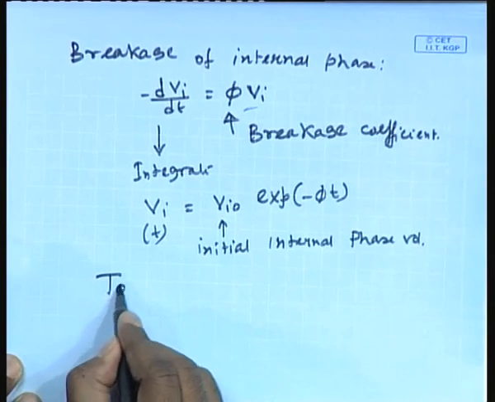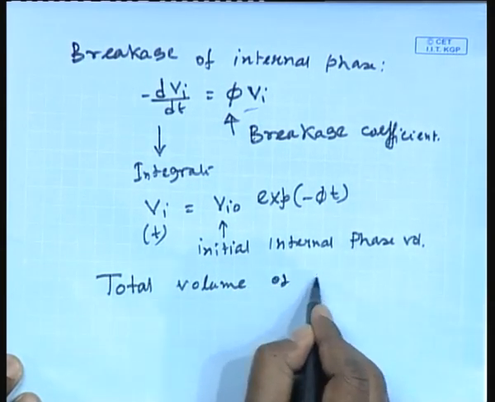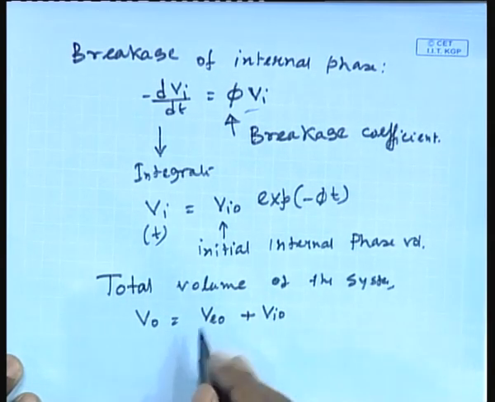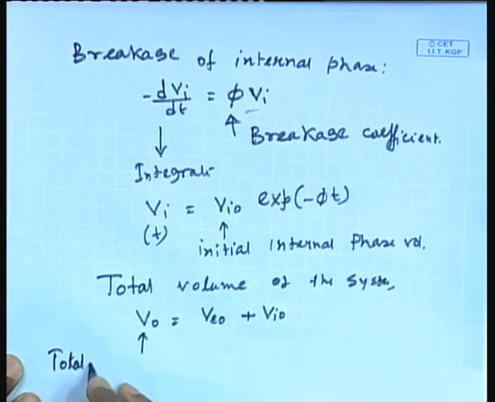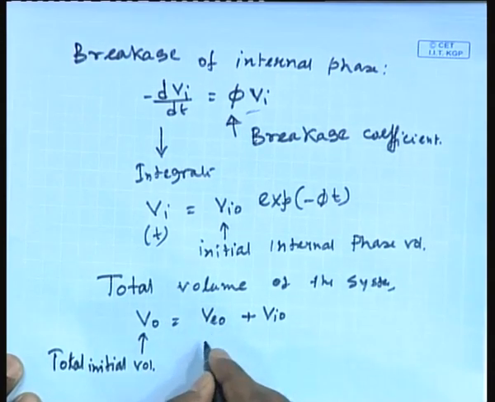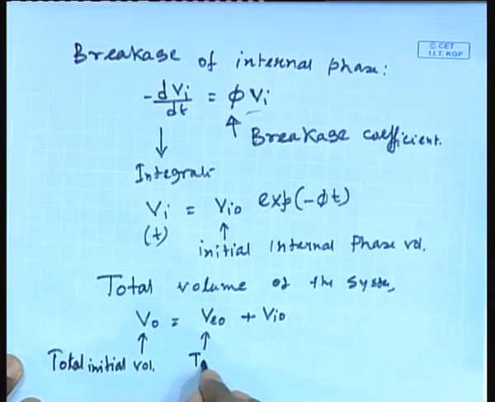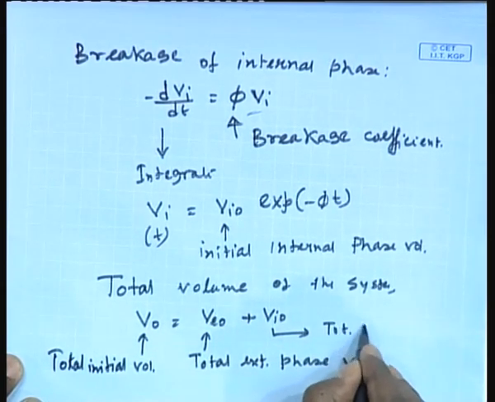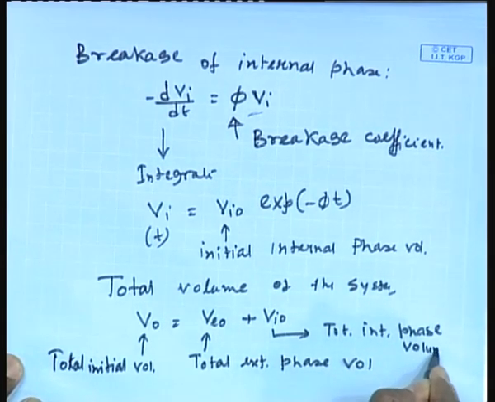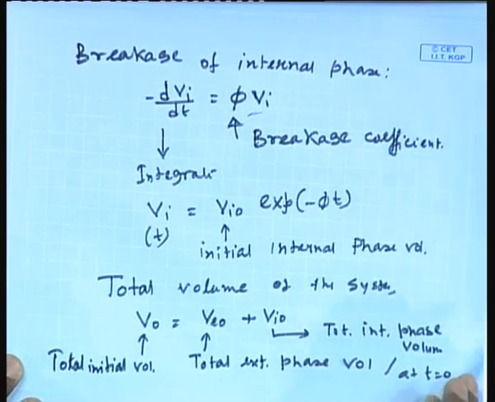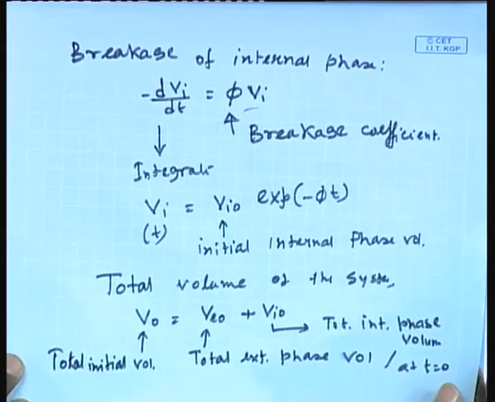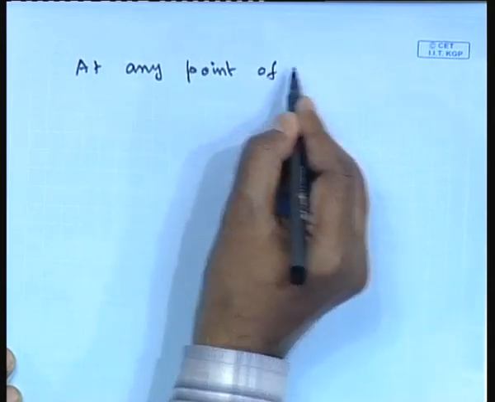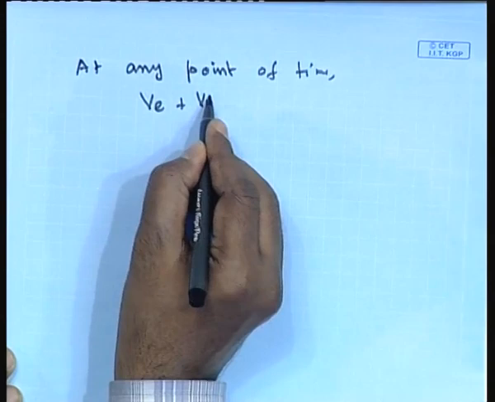The total volume is constant. So, the total volume of the system, V naught, is equal to Ve naught plus Vi naught. V naught is the total initial volume, Ve naught is the external phase volume initially, and Vi naught is the internal phase volume. Both of these are at time t equal to 0. Later on they will change, but at any point of time conservation will be met, so you will have Ve plus Vi equal to V naught.